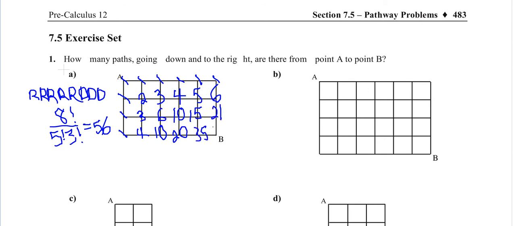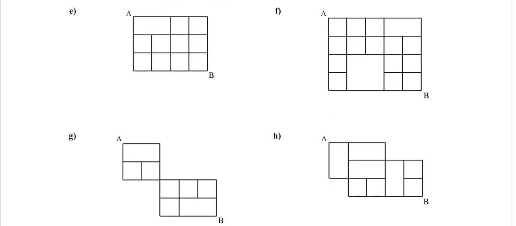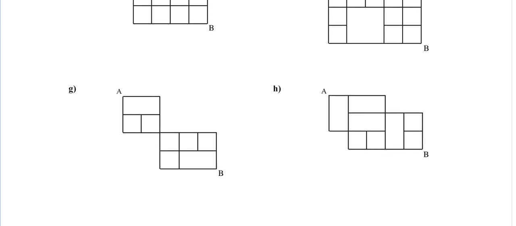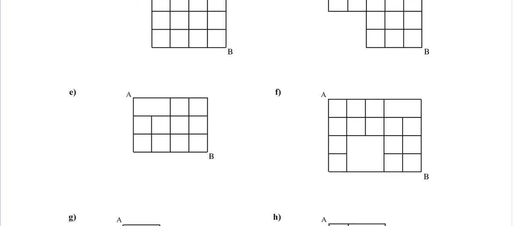So now we know 35 and 21 is 56, and we have found the number of ways in a completely different way. So now I'm going to go on to just a slightly more complex shape. So let's do E. E looks nice.